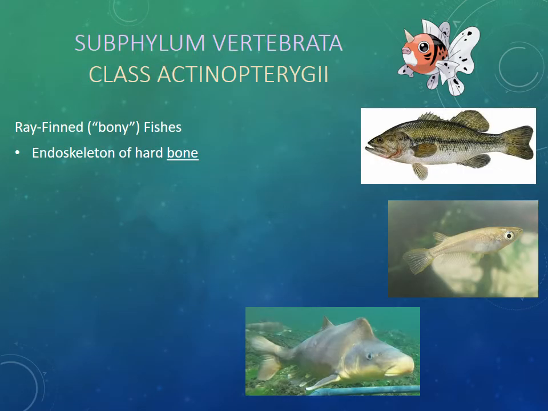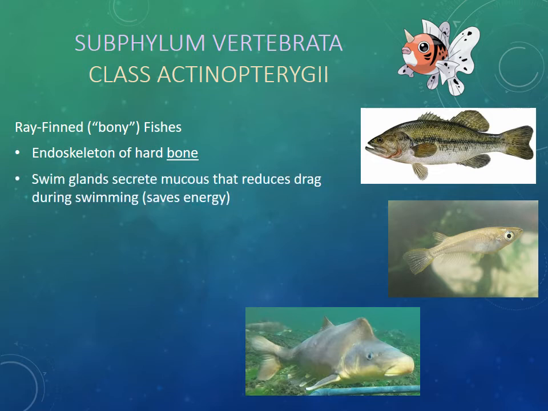All right, Actinopterygii. These are the ray-finned fish. Say the name a few times. It'll make it a little easier. Actinopterygii. And so they have a hard bony endoskeleton. The first time we see that, in the living form anyway. They do have a swim bladder. That's one of their unique characteristics. And they also have glands that secrete mucus to make it easier to swim and use less energy.